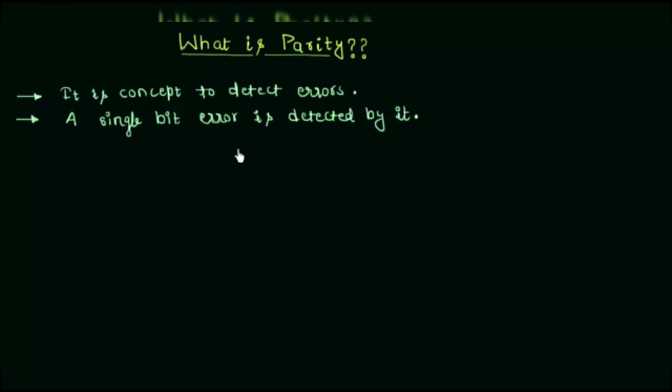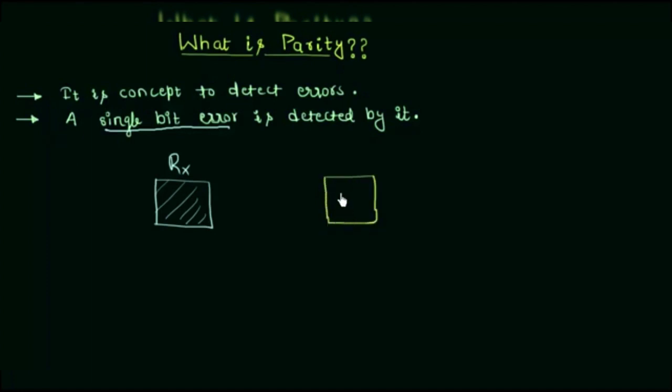If there is an error in 2 or more bits, then definitely the parity is not going to tell you about the error, because it is only for a single bit error. Now I will explain these two things real quick. Let's say this is our receiver's end, Rx, and the yellow one is our transmitter end. This is our transmitter's end.